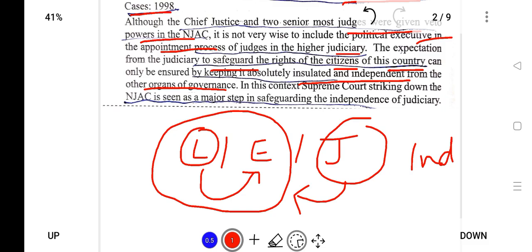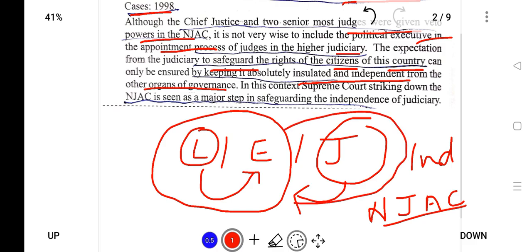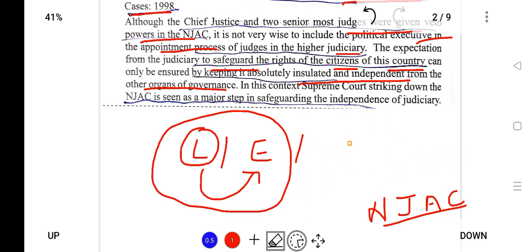and executive. So the Supreme Court's analysis is that if the NJAC is established, it will allow the executive to hamper even the judiciary, which is not acceptable in a democracy like India. So this explains the striking down of NJAC as an unconstitutional body, and therefore it was replaced with the older collegium system.